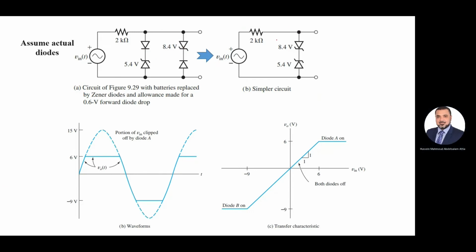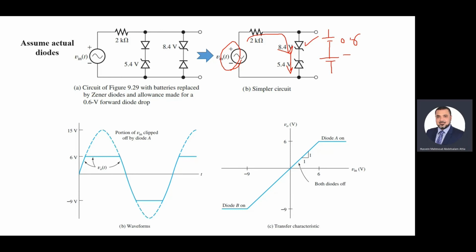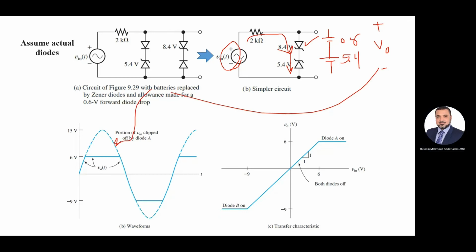Let's see. When the input is positive, the current will go in this zener. The first zener is on. The second zener is breakdown. So the first zener is replaced by 0.6 because it is forward bias. The second zener is replaced by 5.4. What's the out now, ya Shabab? The out is 6, same as here. Same as what we have done in the previous circuit.